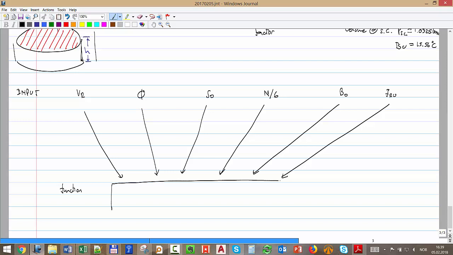And in this function, the function is called the estimation of NPU, right? And then at the end, I get NPU. Okay?